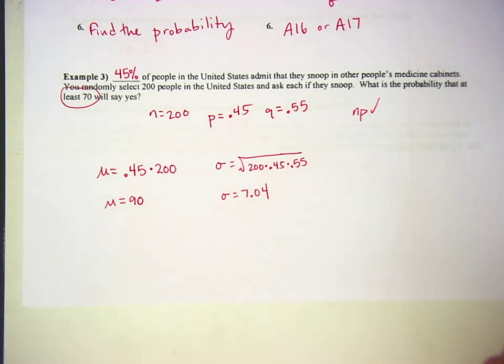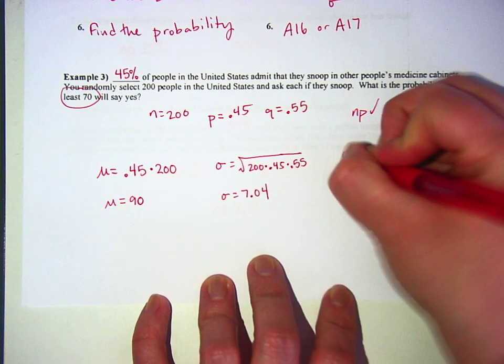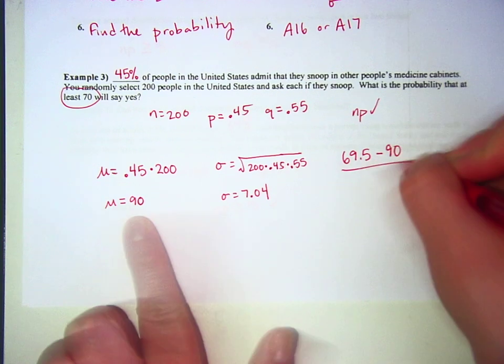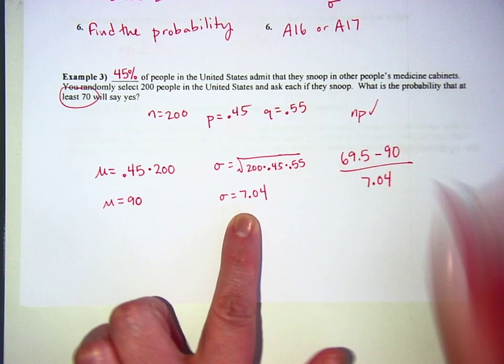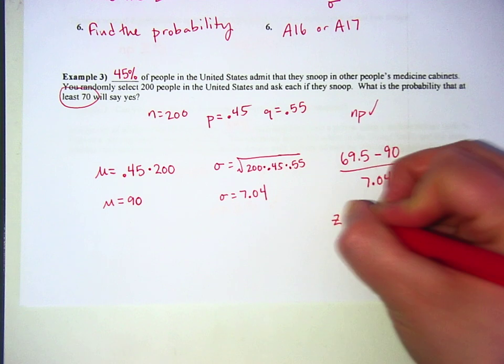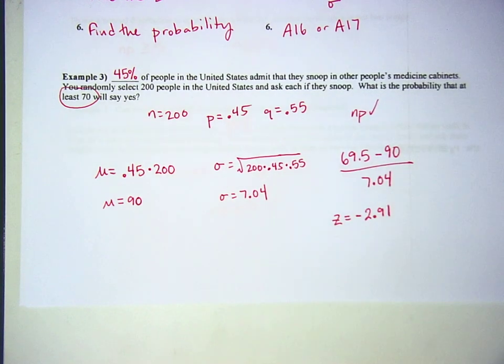69.5. And if you can't do that in your head, then you're going to draw a picture, because that's the only way I can think of to do it. So when you're doing x minus mu over sigma, make it 69.5 minus 90 over 7.04. All right, z equals negative 2.91.